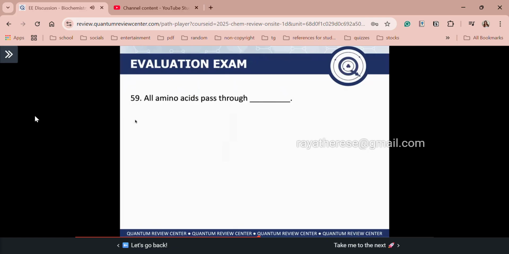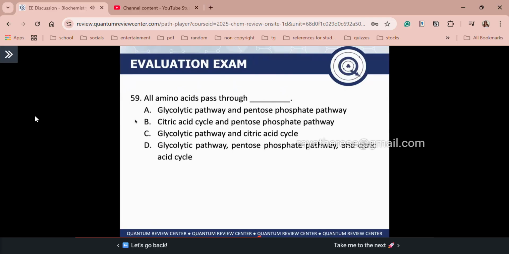Sir, medyo na-confused ako. Parang lahat kasi ng answers pwede. Let's check. All amino acids pass through A. Glycolytic pathway and PPP. B. Citric acid cycle and PPP. C. Glycolytic and citric acid. Or D. Glycolytic, PPP, and citric acid.